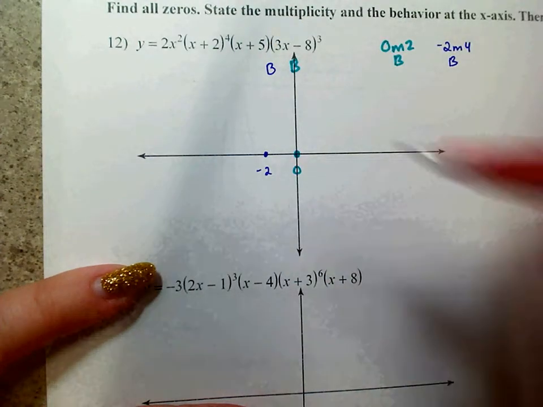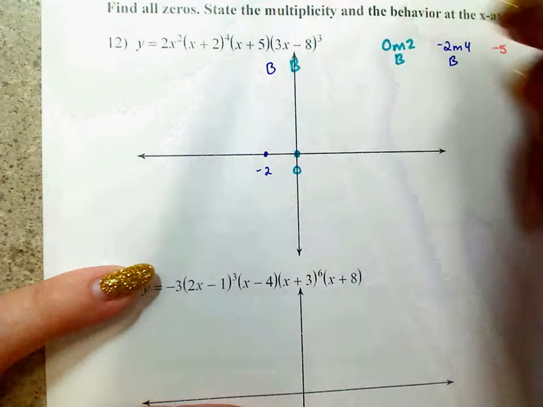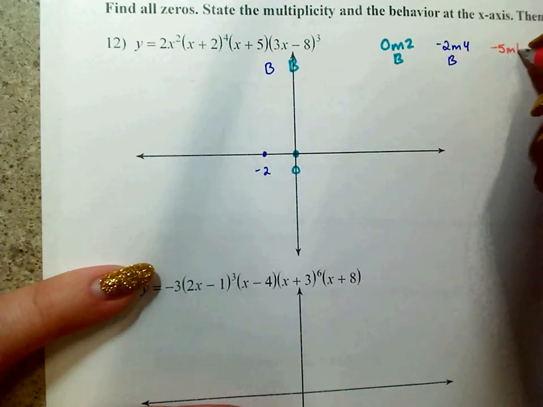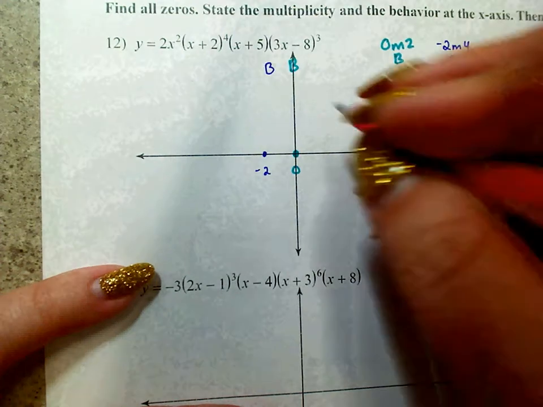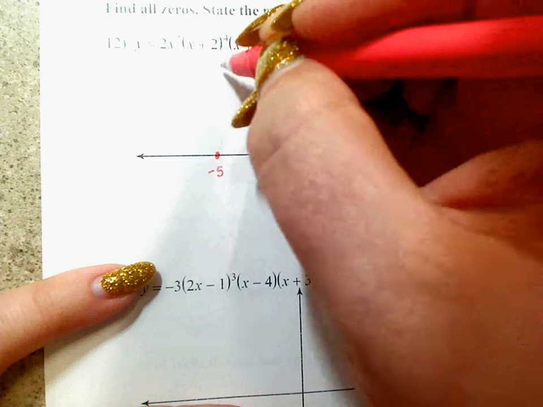The next one is x plus 5, so that's a root of negative 5. There's no power on there visible, so it's an understood 1, which means cross straight through at negative 5. So I'm going to go over here to negative 5. And we're going to cross straight through.